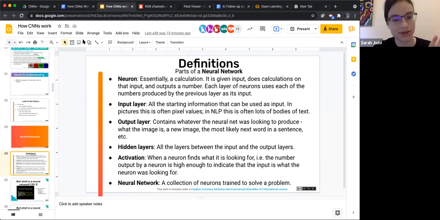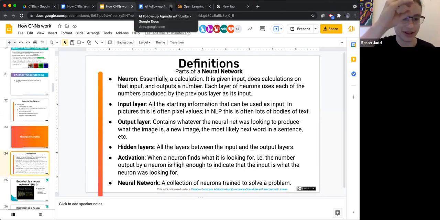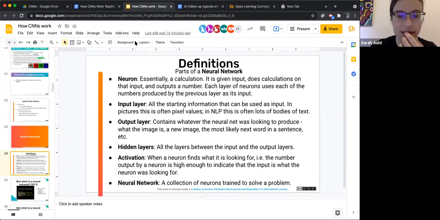The output layer will do whatever your neural network is doing. So in the case of our numbers that we were drawing, the output layer just said what number it was. So the input layer is the piece of information you're giving it, like the picture or whatever. The output layer is the piece of information the neural network is sending out, like the number 3. And hidden layers are all the stuff in between.